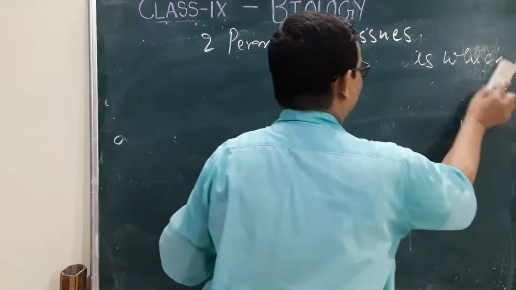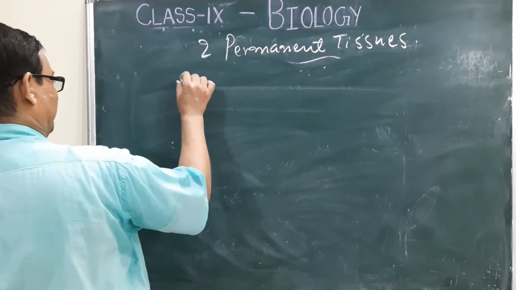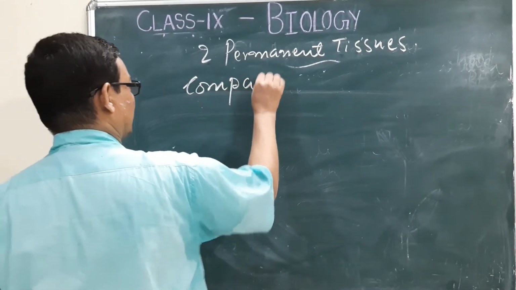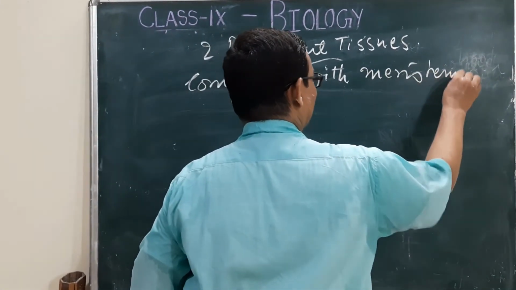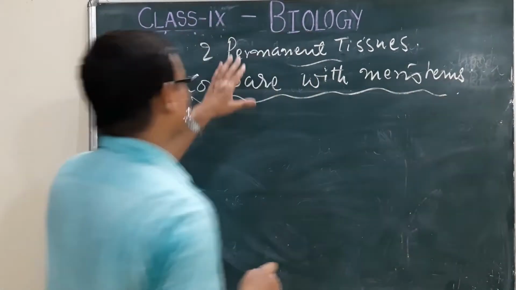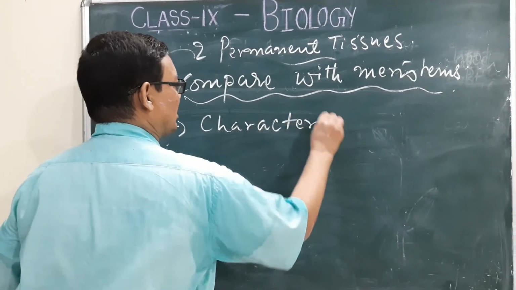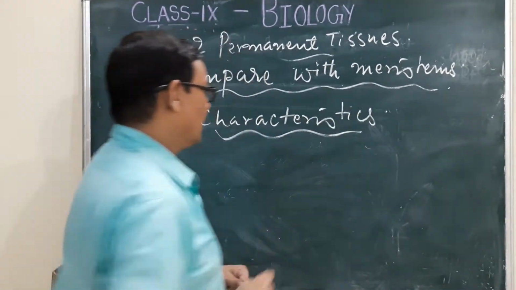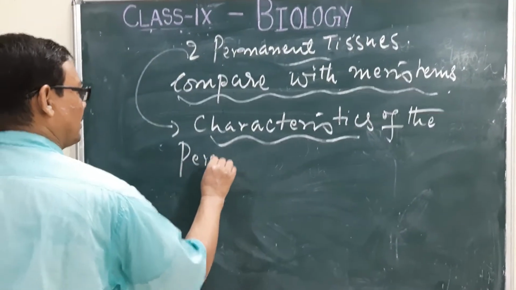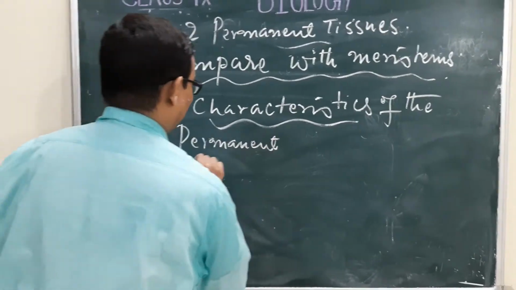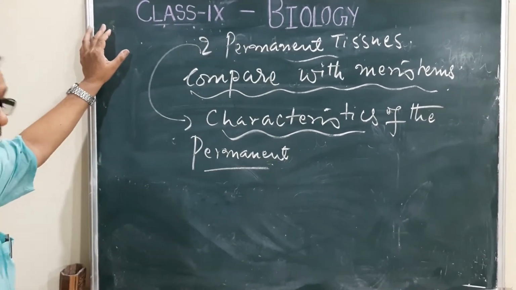Look here, the characteristic features. Actually I want you to compare with meristems, then you will get some important points in regard to the characteristics of the permanent tissue. Why have I suggested that you compare this with meristem? How will you compare?